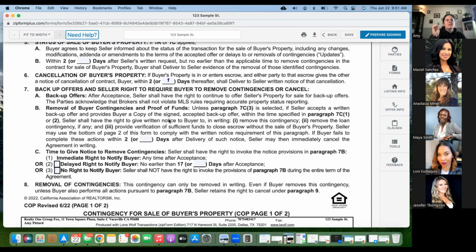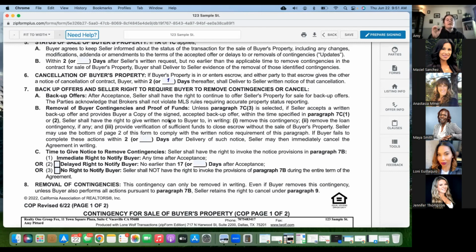Time to give notice to remove contingencies. Seller shall have the right to invoke the notice provisions in paragraph 7B, which we just went over. One is it defaults to immediate right to notify buyer anytime after acceptance. If we get a backup offer tomorrow, we can serve that 2-day notice to perform, and the buyer has to provide proof. They have to remove the contingency, provide proof that they can close without the sale of their property, and also remove the loan contingency.